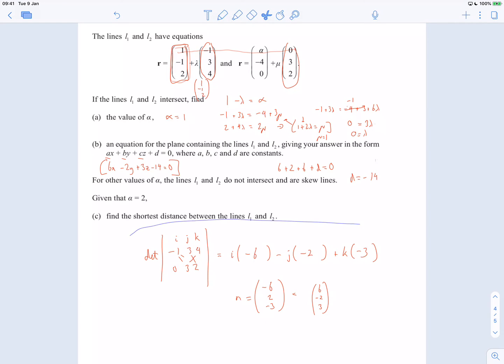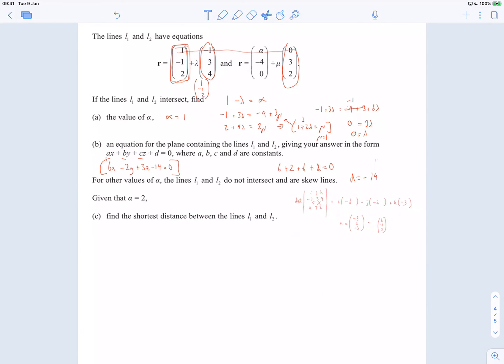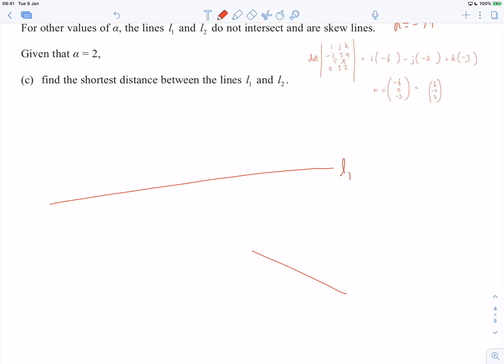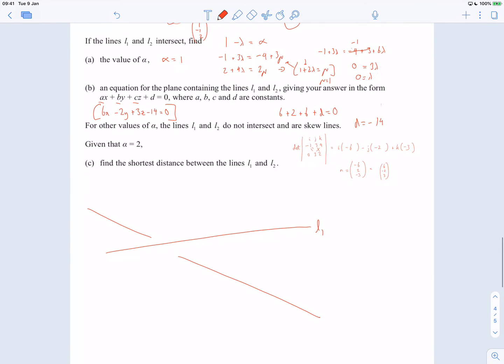Okay, let's draw a sketch and think about what's going on. So, here's my line L1, and here's my other line L2 running under it like so. Okay, what do I know about these two lines? Well, the shortest distance is going to be where there's a point here, let's call it A, and there's a point here, let's call it B. And if I was to draw a line between these two, I would know that this would have to be 90 degrees to L2, and that line would also have to be 90 degrees to L1.